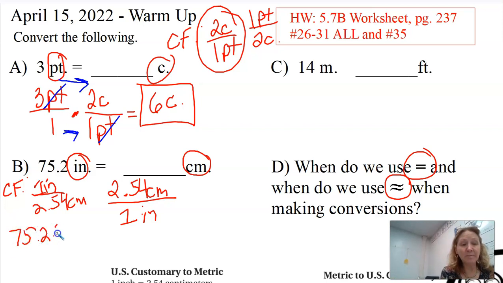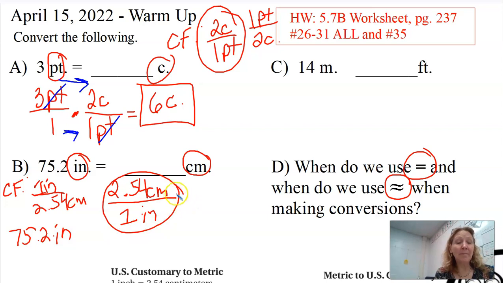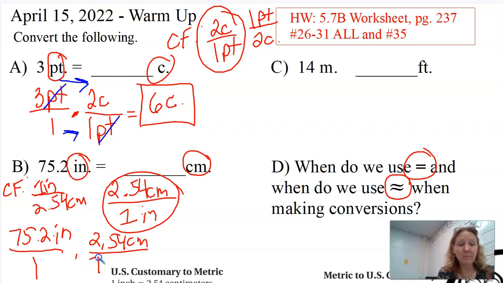75.2 inches. I want to use the conversion factor with inches on the bottom and centimeters on the top, because I want my answer to be in centimeters. So I put this over 1 and I multiply by 2.54 centimeters for every 1 inch. And then the inches in the numerator and denominator cancel out. When I multiply across, my answer is already in centimeters.